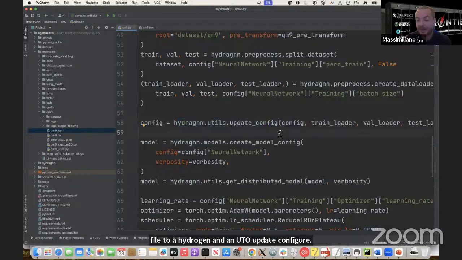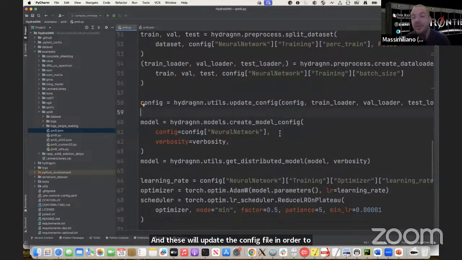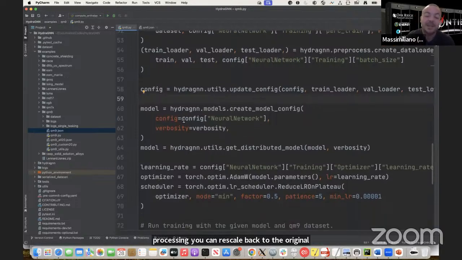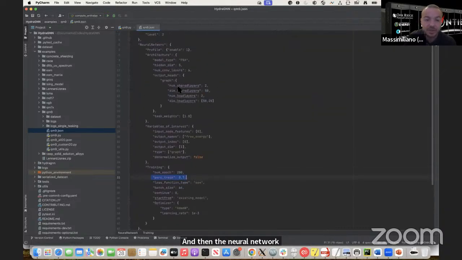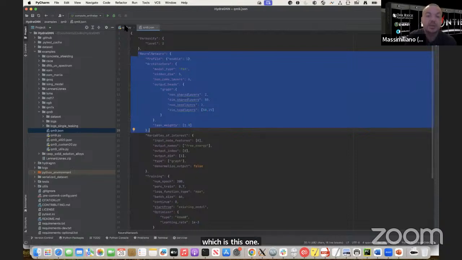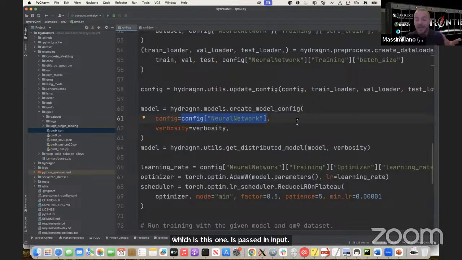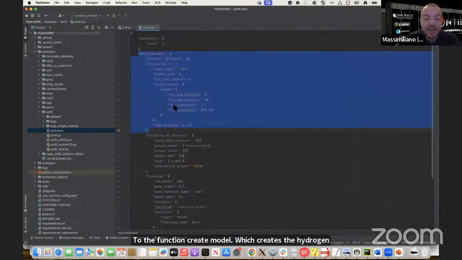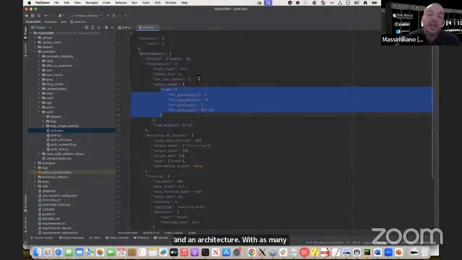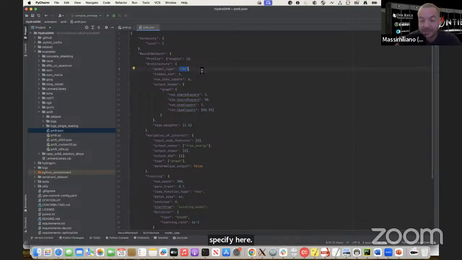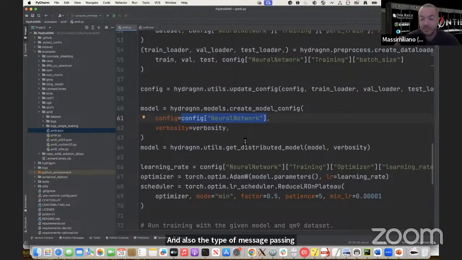And then we pass the JSON file to HydrogenNN Utils update config. And this will update the config file in order to keep track of additional parameters that are defined during the pre-processing. For instance, if you normalize or standardize the data, we write the information about the scaling values used for the standardization into the JSON file so that in the post-processing, you can rescale back to the original domain for every quantity. And then the neural network section of the JSON file, which is this one, is passed in input to the function create model, which creates the HydrogenNN architecture with as many heads as you specify here, and also the type of message passing policy. In this case, we rely on the principal neighborhood aggregation.